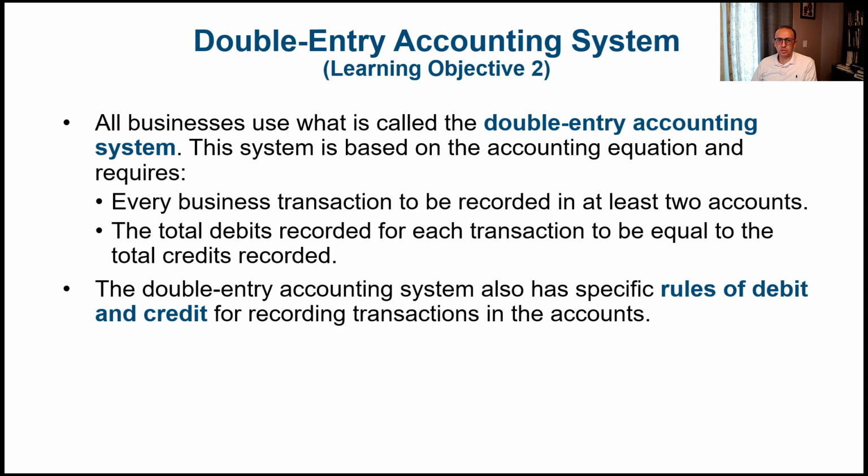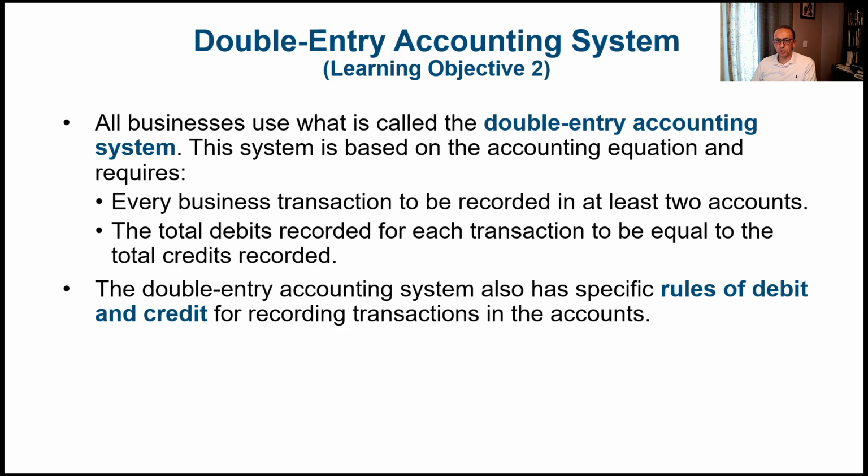Every business transaction is to be recorded in at least two accounts. And please remember that. It has to affect at least two accounts. There's no way one account would be affected. So if I purchase, let's say, a building, I would acquire a building and I would give up cash. So there are two accounts that are affected. Every single transaction is like that.